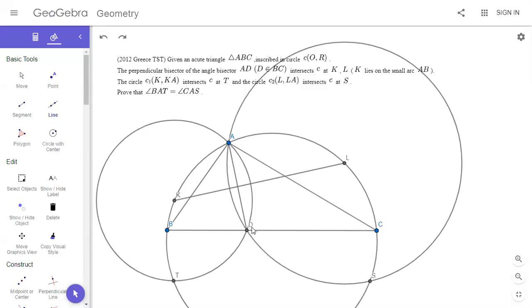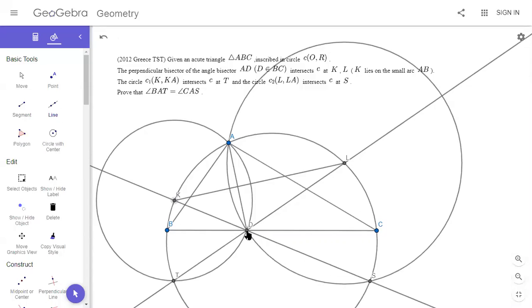Let's see. I'm sure this is an angle chase to show those are collinear. That might also be an angle chase. Let's see. And then, yeah, so we want to show like arc.